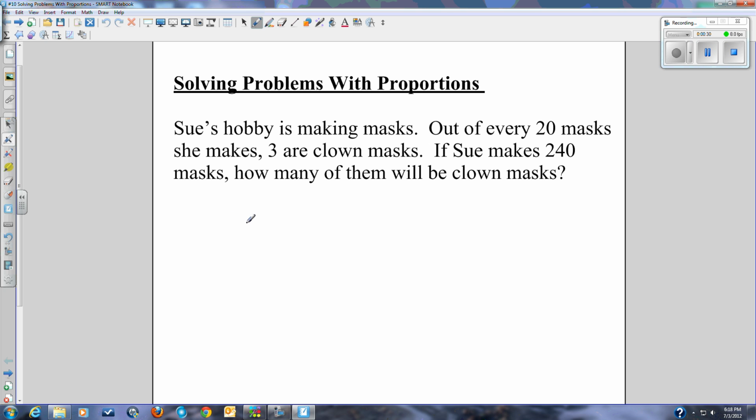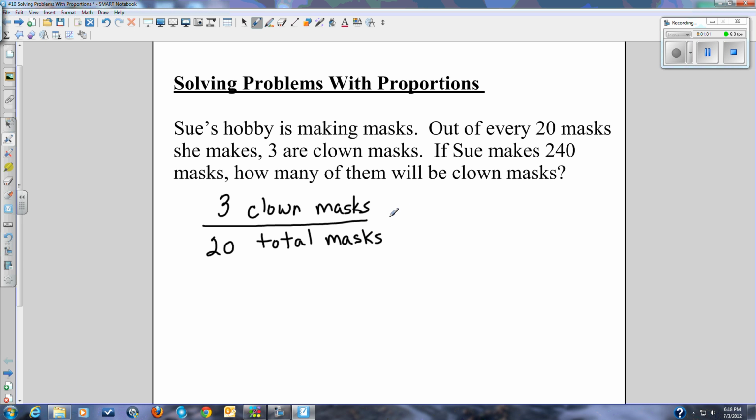Now, what we're going to do is we're going to make a proportion here. So we know that 3 out of every 20 that she makes are clown masks. So let's write that down. So we have 3 clown masks out of, or over, 20 total masks.